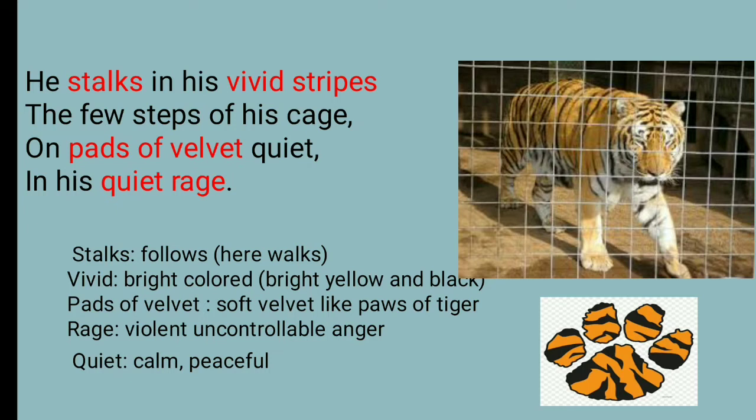Pads of velvet means soft velvet like paws of the tiger, because tiger is a hunting animal, so nature has gifted him with the soft paws. The bottom of the paws of the tiger is very soft, it looks like the velvet, so that's why the poet has used this idea here, pads of velvet. He has used this metaphor here.